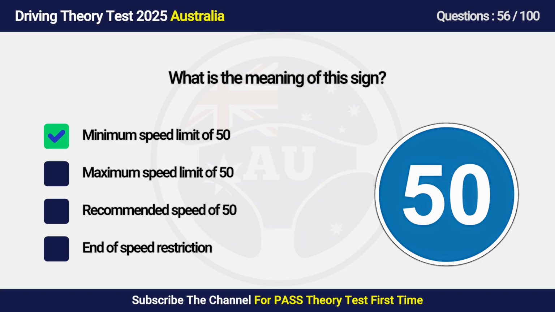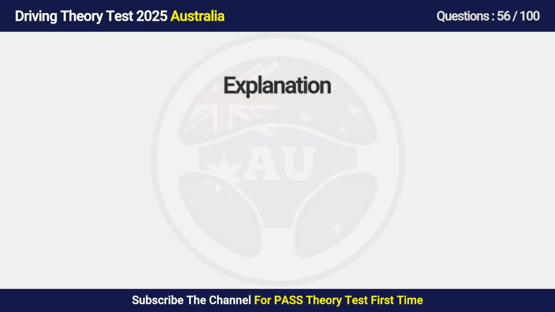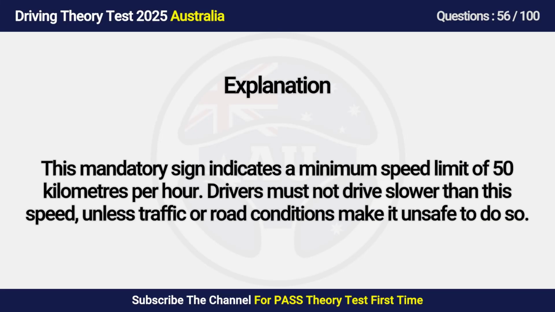Answer is A. Minimum speed limit of 50. This mandatory sign indicates a minimum speed limit of 50 km per hour. Drivers must not drive slower than this speed, unless traffic or road conditions make it unsafe to do so.